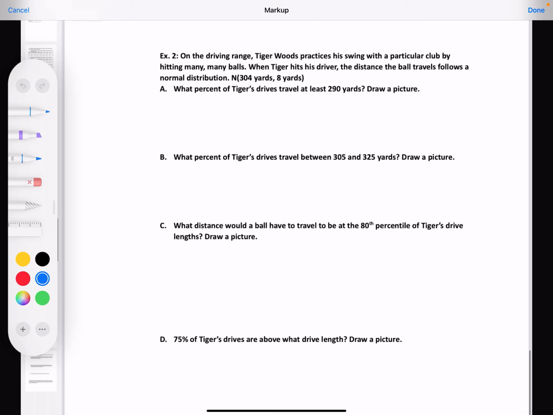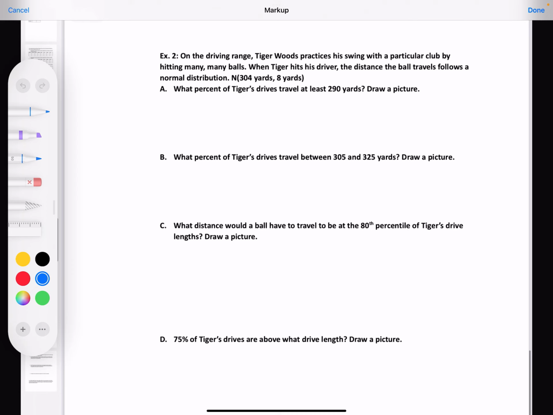All right, so on the driving range, Tiger Woods practices his swing with a particular club by hitting many, many balls. When Tiger hits his driver, the distance. The driver's name. Well, yeah, but he hits his driver. I don't know. I think it's supposed to say uses.